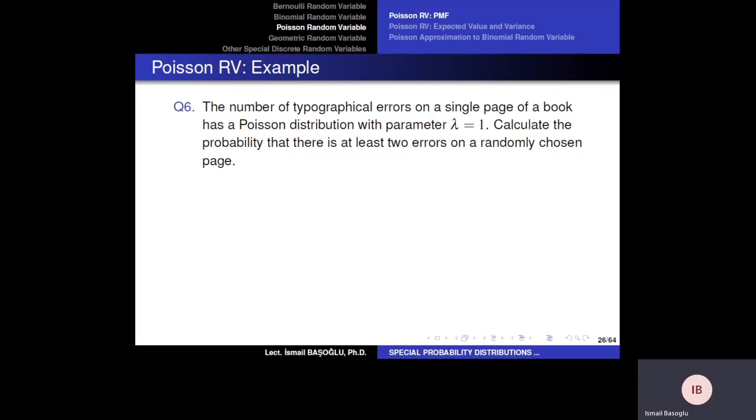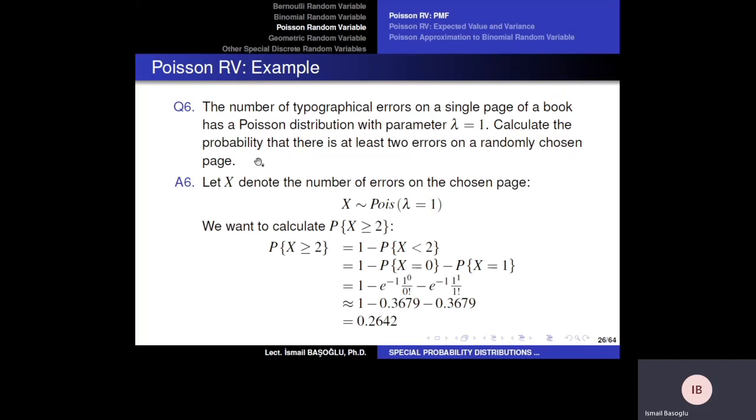What is the probability that there are at least 2 errors in this page? Say, let X denote the number of errors on the chosen page, and according to the question, X is a Poisson random variable with rate parameter equal to 1. And we want to calculate the probability of X being greater than or equal to 2.